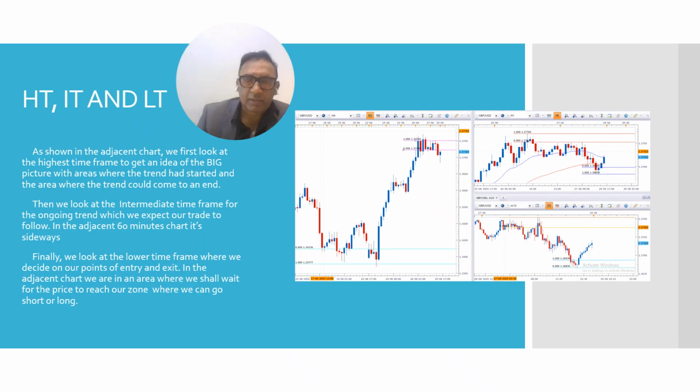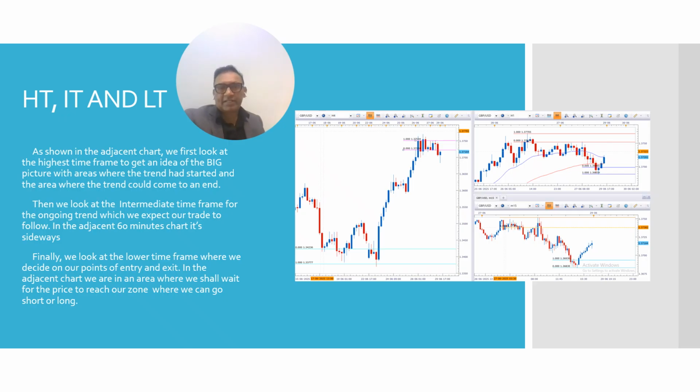Since we've already spoken about different time frames, or the pictures that play a very important role in the movement of price from our entry area to the intended target area, we must follow these charts very strictly. The first being the HT, or the higher time frame. As shown in the adjacent chart, we'll first look at the highest time frame to get an idea of the big picture, with areas where the trend had started and the area where the trend could come to an end.